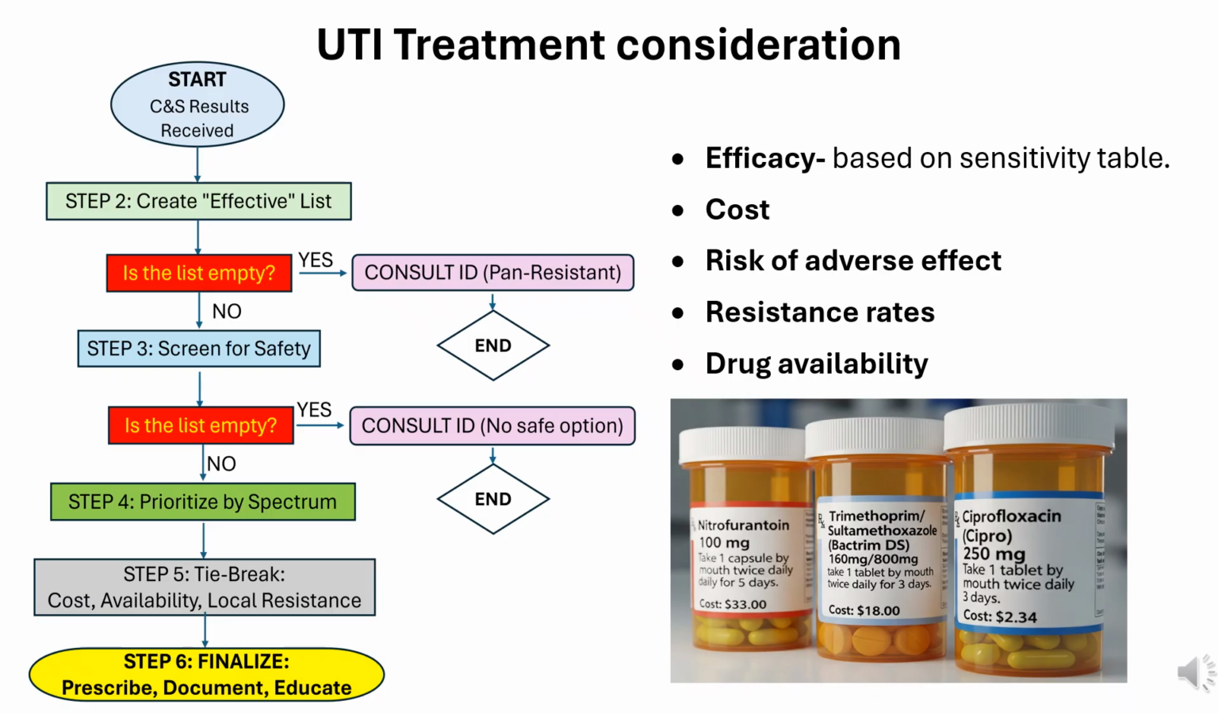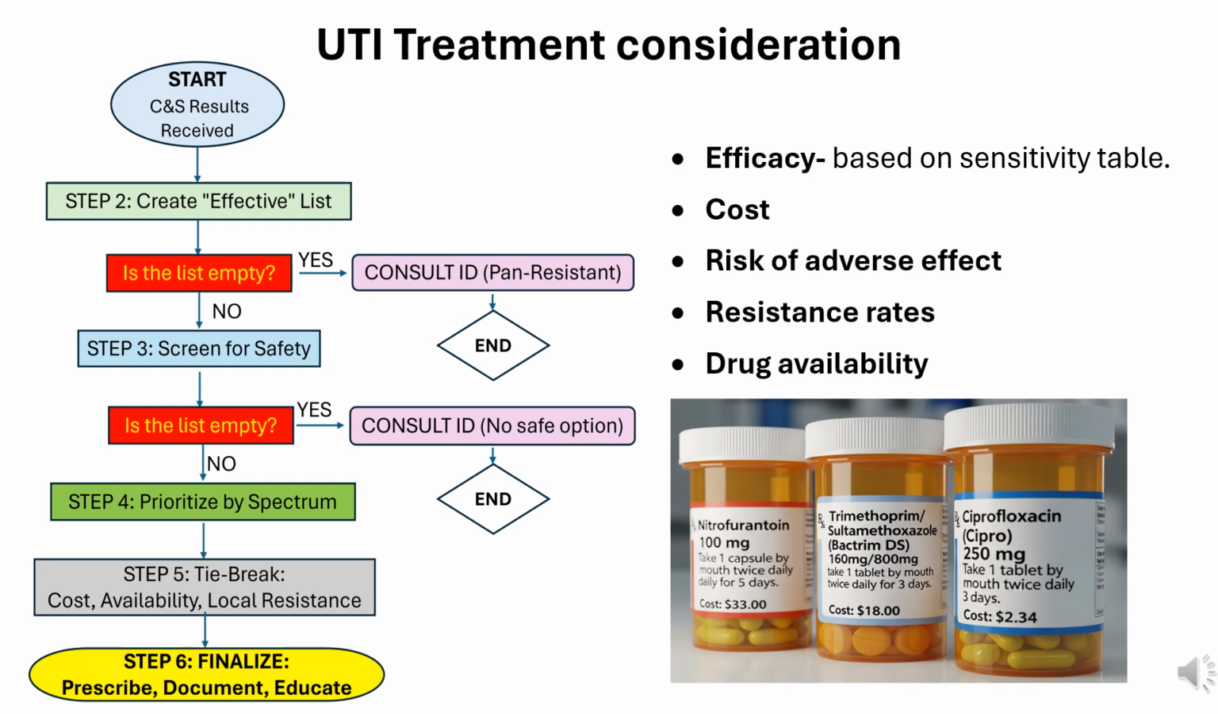3. Risk of adverse effects. Patient-specific factors must be considered for the individual patient. A documented allergy, e.g., to penicillins or sulfa, will rule out entire classes of drugs. Drug interactions. The patient's medication list will be reviewed for drug interactions. For example, TMP/SMX can interact with warfarin or certain blood pressure medications.